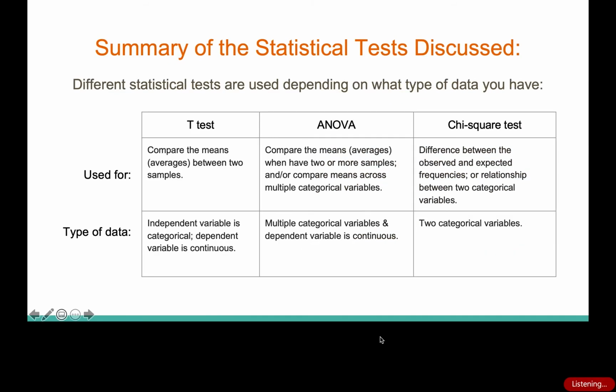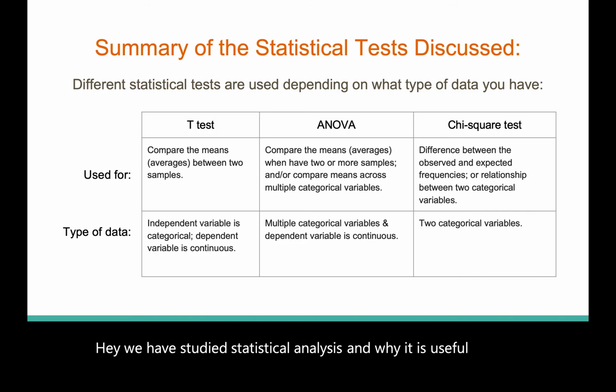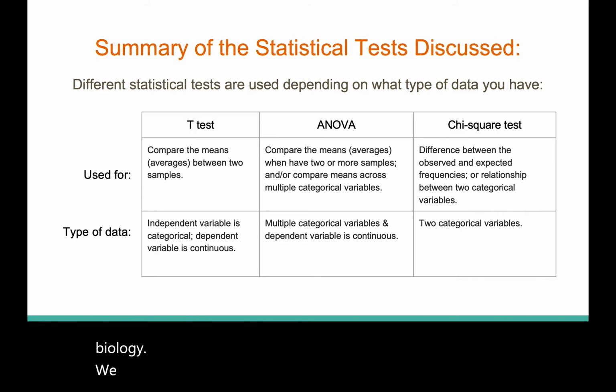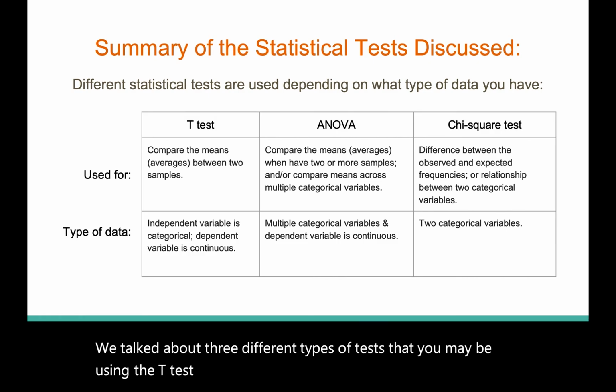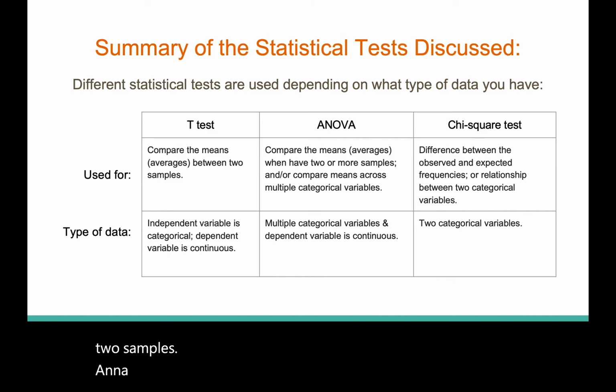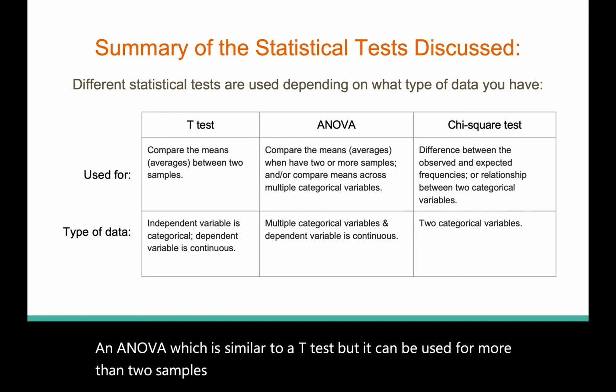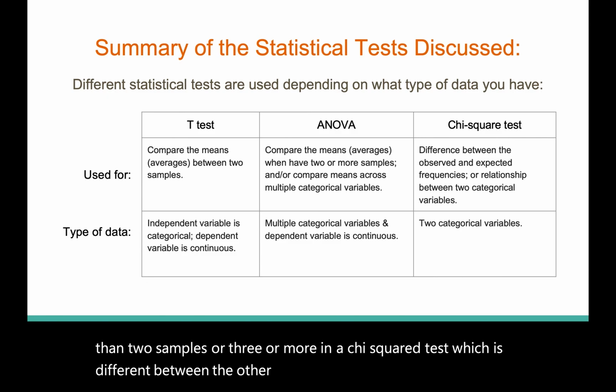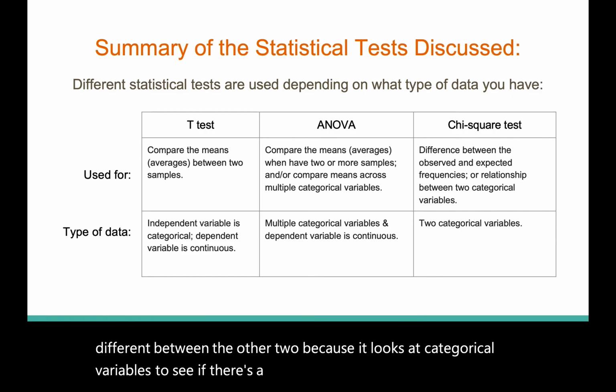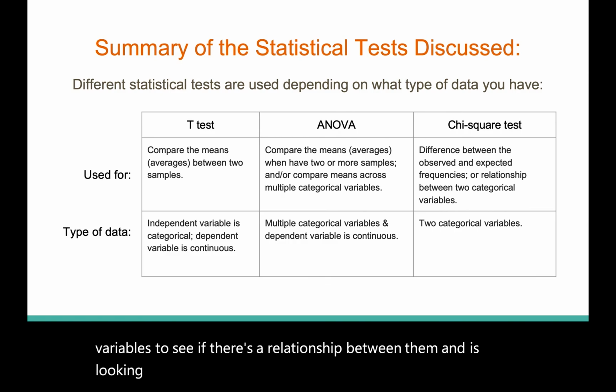Today, we have studied statistical analysis and why it is useful in biology. We talked about 3 different types of tests that you may be using. The t-test, which compares the means or averages between 2 samples. An ANOVA, which is similar to a t-test, but it can be used for more than 2 samples, or 3 or more. And a chi-squared test, which is different from the other 2 because it looks at categorical variables to see if there's a relationship between them, and is looking at the difference between observed and expected frequencies.